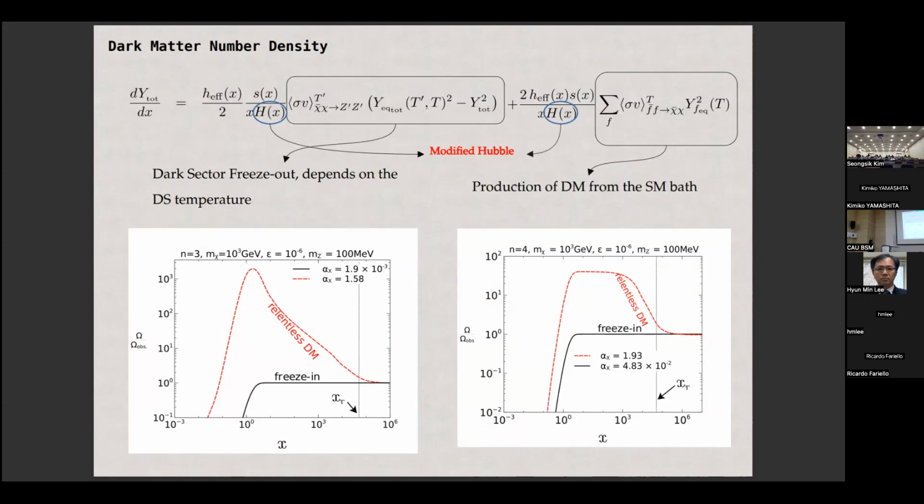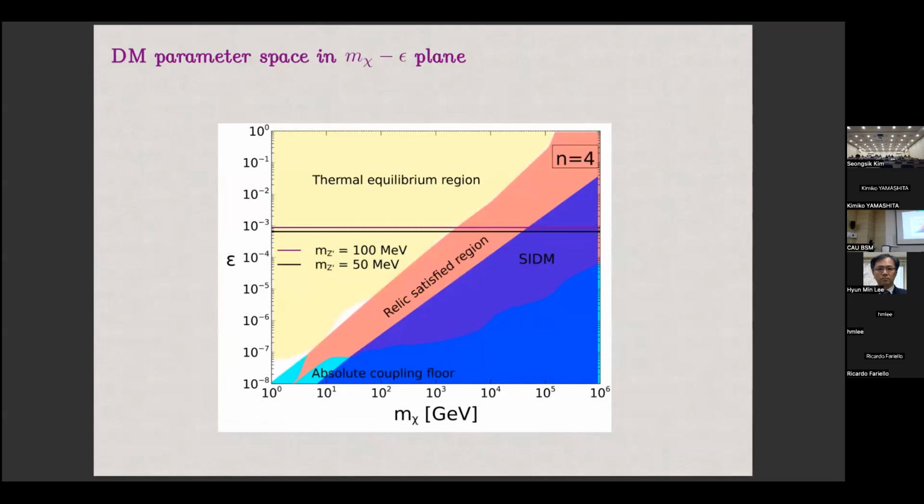Similar behavior can be obtained for n equal to 4, and one can see that the dark matter is produced from the thermal bath, and then since the Hubble parameter is very large in this regime, because in this regime the phi component dominates the Hubble parameter, the annihilation rate of chi to Z prime is not sufficient to annihilate chi into Z prime. But as x approaches x_R, the Hubble parameter decreases and the annihilation rate starts again, and finally the dark matter relic density is satisfied. So now this is the parameter space in the m chi epsilon plane.